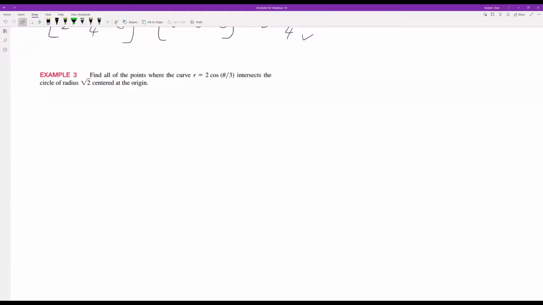All right, let's do an example where we are required to find some intersections. Example 3: find all the points where the curve r equals 2 cosine of theta over 3 intersects the circle of radius radical 2, centered at the origin. Now, this is very interesting and a little tricky, kind of like a trap here. It only tells you it's a circle of radius radical 2, so we have to come up with the equation for a circle with radius radical 2. Right, the most obvious one is just to take r equal to radical 2, right? But notice that it doesn't tell us anything about the equation for that circle, so we have to think outside of the box, right?